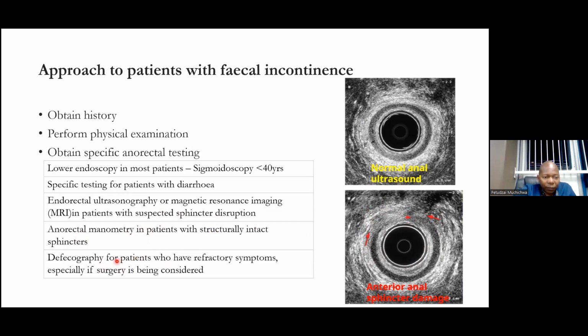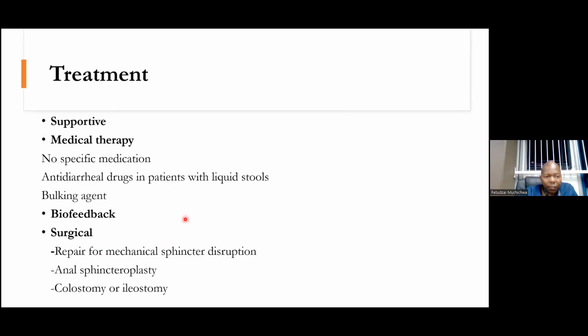This will give us more details about the pelvic floor muscles, as well as defecography, as alluded to earlier in our slide on constipation. So, treatment for patients with fecal incontinence. Number one is supportive. Fecal incontinence is quite distressful. Patients do need extensive psychosocial support. They have to avoid food and activities that make incontinence worse, and dietary measures as well.